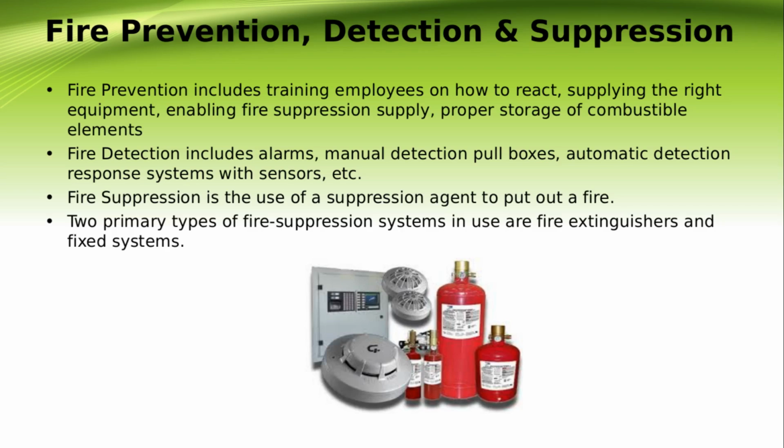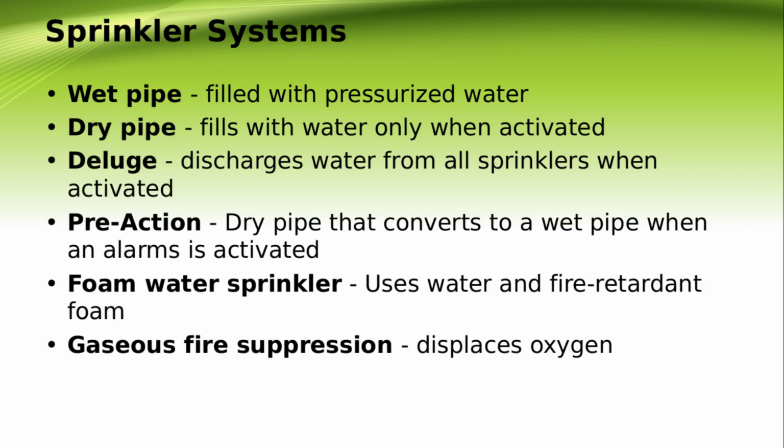We will see the types of sprinkler systems. You can see here a wet pipe filled with pressurized water. A dry pipe fills with water only when activated. Deluge discharges water from all sprinklers when activated. Pre-action is a dry pipe that converts to a wet pipe when an alarm is activated. Foam water sprinklers use water and fire retardant foam.